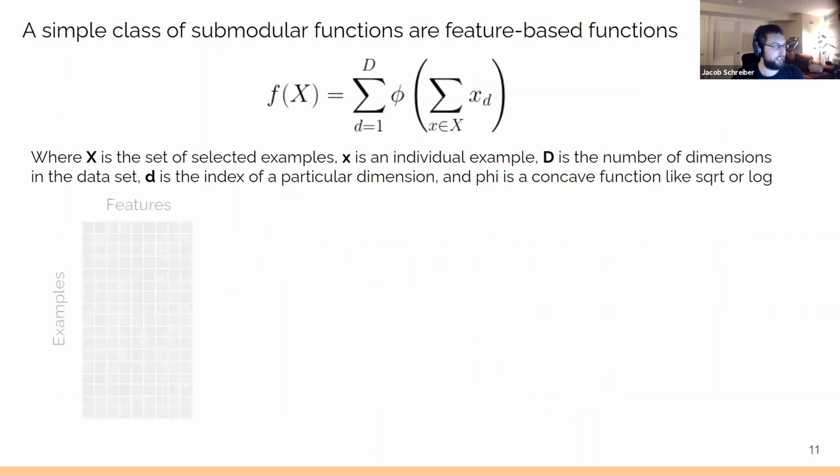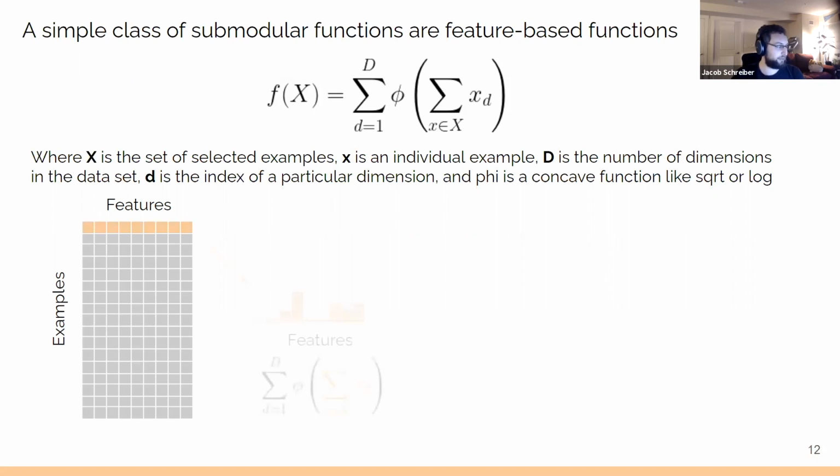Imagine that you have some data set where each row is an example and each column is a feature. What you would do, because this is a greedy algorithm, is you would start with the first example and try to measure the function value given it. The first thing that you do in this function is you sum down the columns of all of the selected examples.